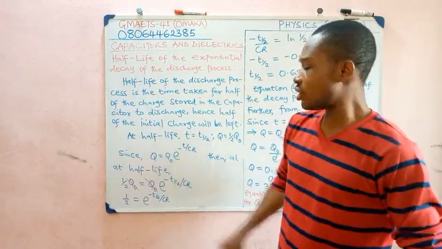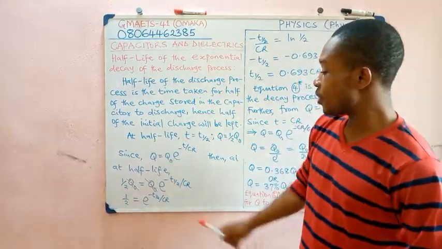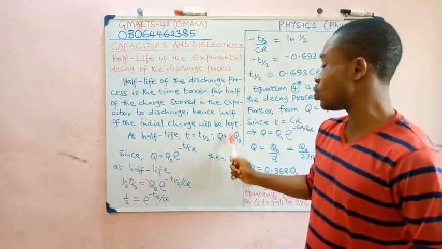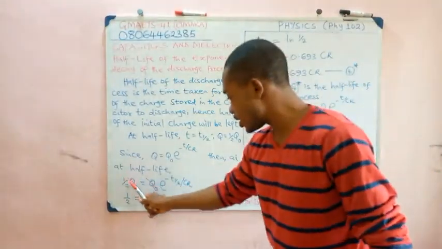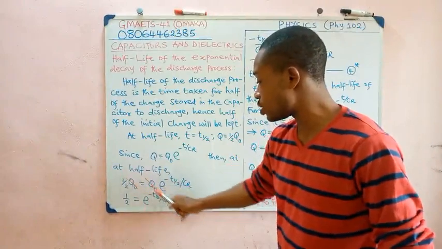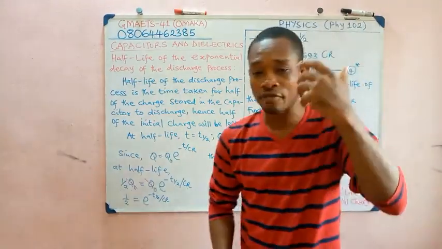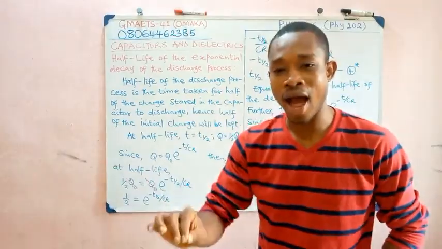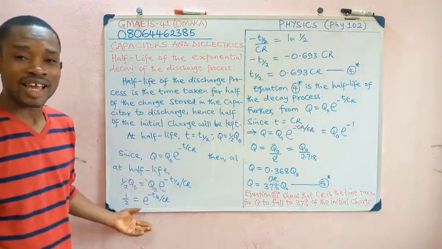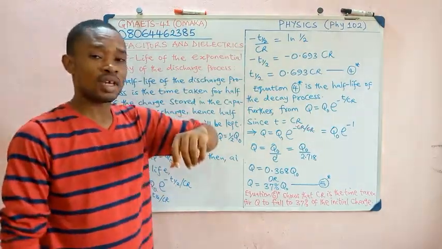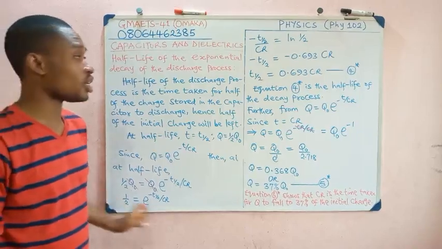So in place of t, we are going to represent it with t half. Then in place of Q, we are going to replace it with 1/2 Q naught. And once that happens, you notice that this initial charge will cancel out of the equation. 1/2 will now be equal to exponential negative t half divided by CR. Now we are going to remove this exponential from this equation, and to do that we'll take ln of both sides. If you take ln, this exponential will disappear. You introduce the ln to the half.